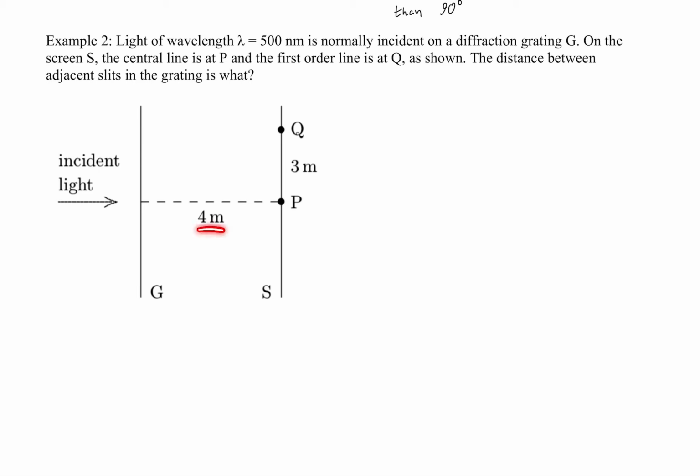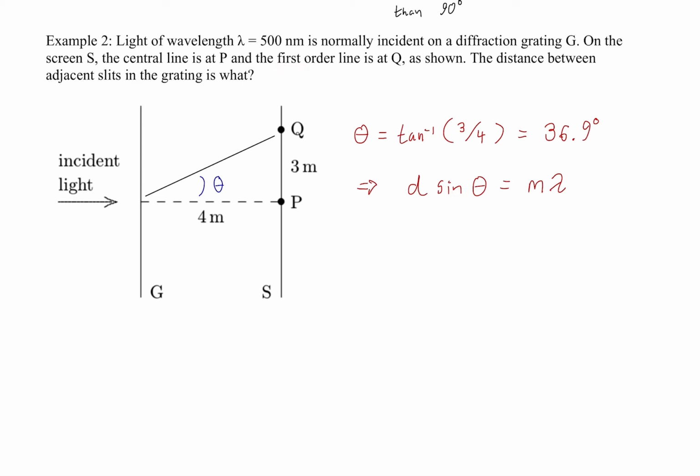Well, since we know the distance to the screen, and then we know the distance from the midline, this basically is our y value to the first maxima, we can find theta. Right, so we'll go ahead and find theta with tangent inverse. Tangent inverse of 3/4, 36.9 degrees. Excellent. All right, we were told that that was the first order maxima, so that's an m of 1. So there's our formula. All right, m of 1. Go ahead and plug in.